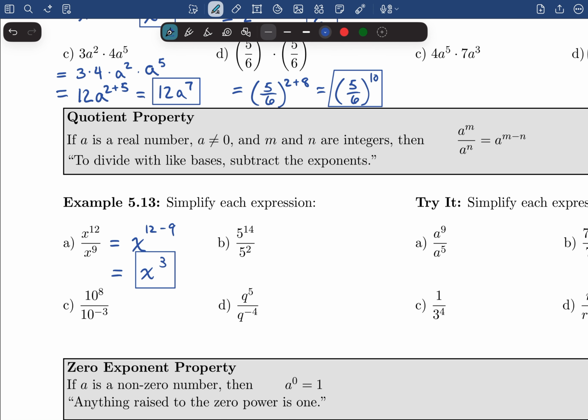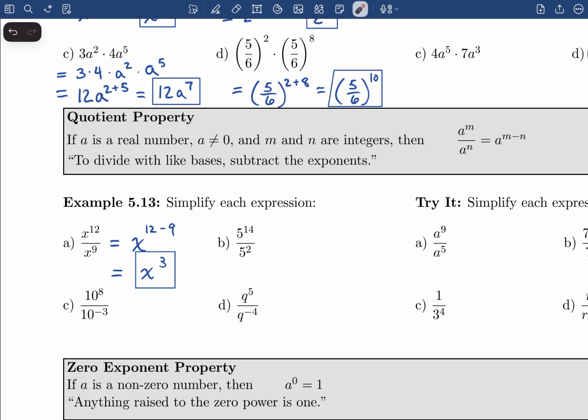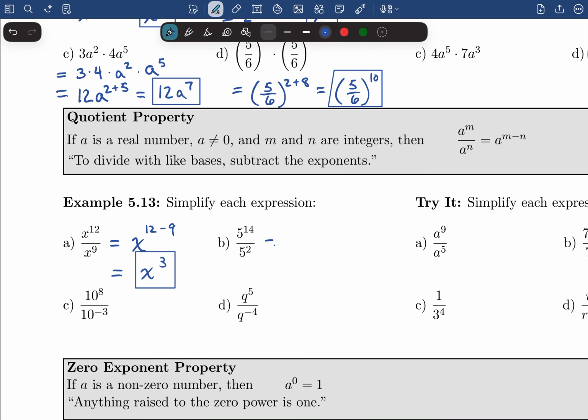When I see 5 to the 14th divided by 5 squared, I can turn this into 5 to the 14 minus 2. And so that's 5 to the 12th.